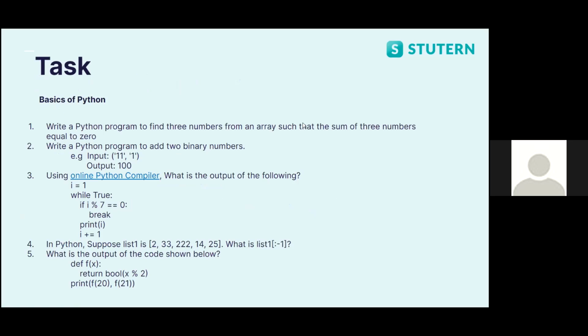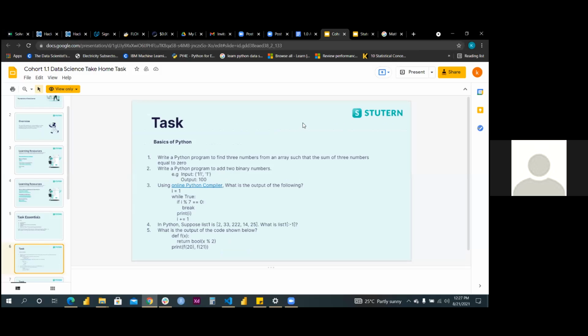Okay. So this is Python. So write it down. The first question is to write a program to find three numbers from an array, such that the sum of those three numbers will be equal to 0. I think at this time I will head over here.